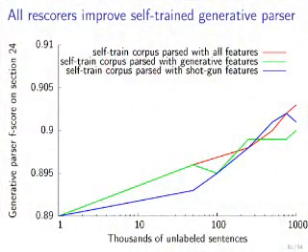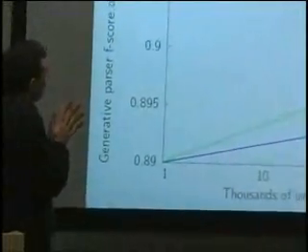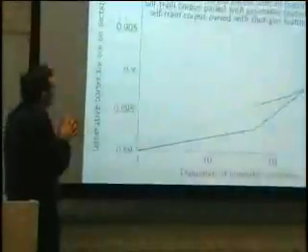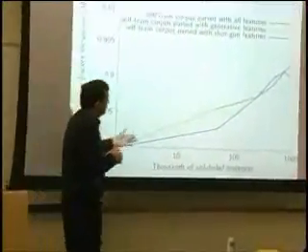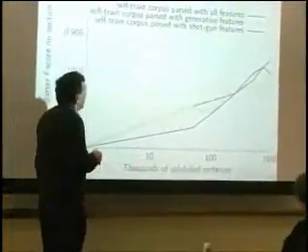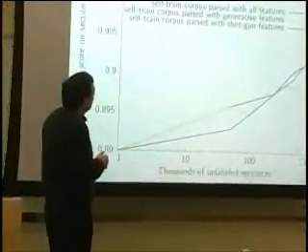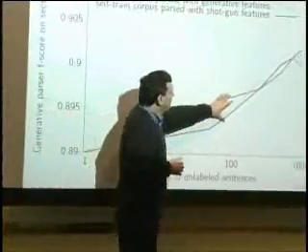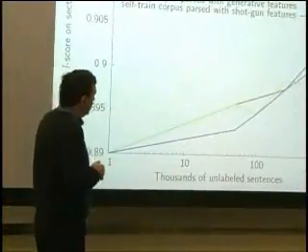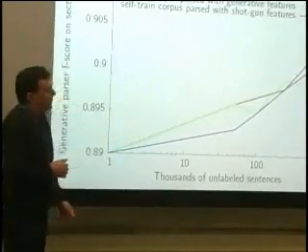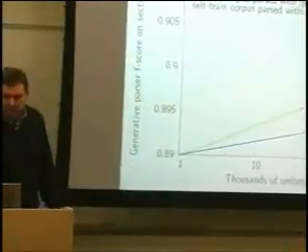If we look at how the performance of the self-trained first stage improves versus adding more parsed unlabeled data, what we see is that, roughly speaking, all of these different rescorers improve performance, right? So add more unlabeled data, and the first stage generative model improves.